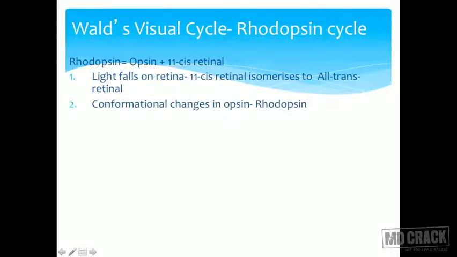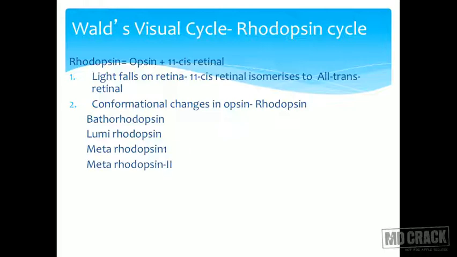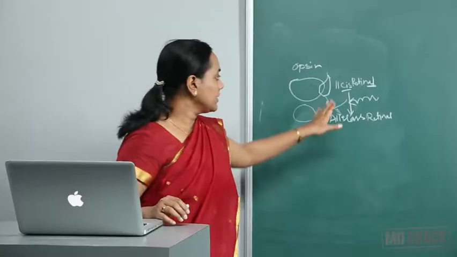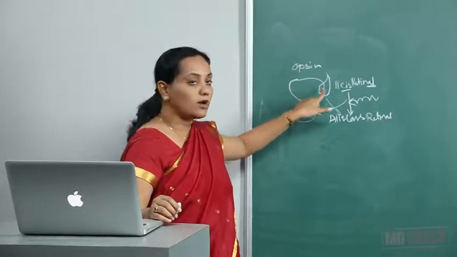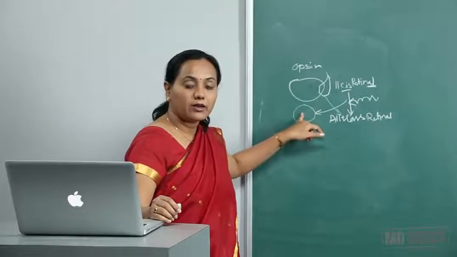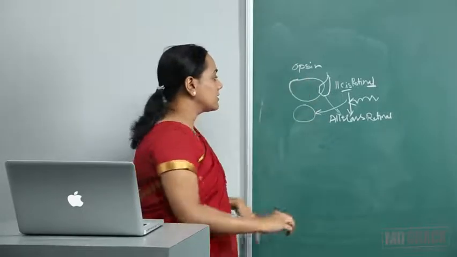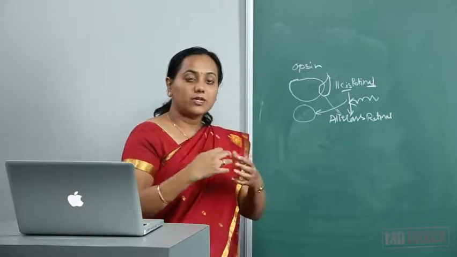There occur conformational changes in the opsin portion of rhodopsin, and before it goes further, there are a series of things happening. First, rhodopsin is converted to batho-rhodopsin, then to lumi-rhodopsin, to meta-rhodopsin 1, then to meta-rhodopsin 2, then opsin and all-trans-retinol. Did you see, just for this to dissociate into all-trans and opsin being released, it undergoes a series of conformational changes.